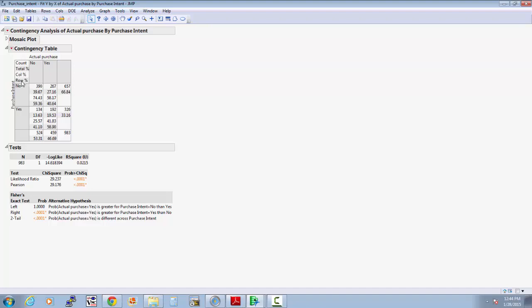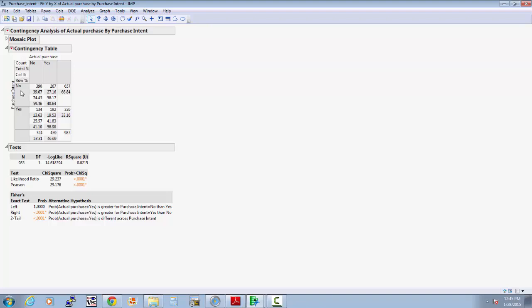The final number in the table are the row percentages. We get those where, rather than dividing through by the overall total, we divide through by the row total, 657 and 326. And here, let's look at the 58.9. That says that 58.9% of those that say they plan on purchasing actually end up purchasing. That's the main number of interest here, really.